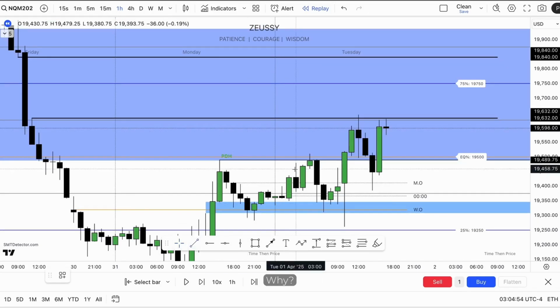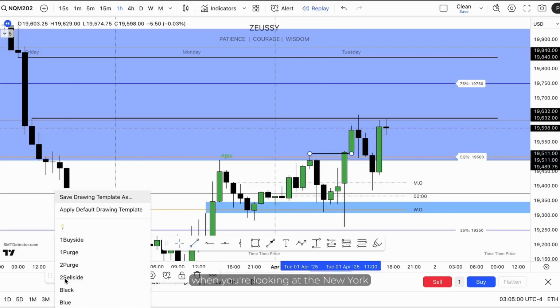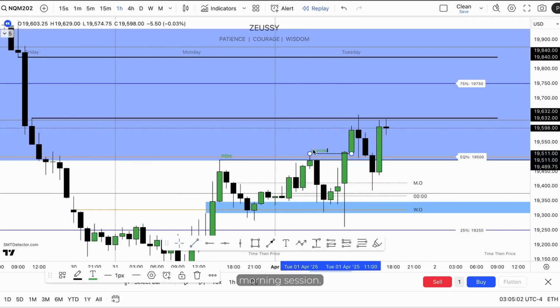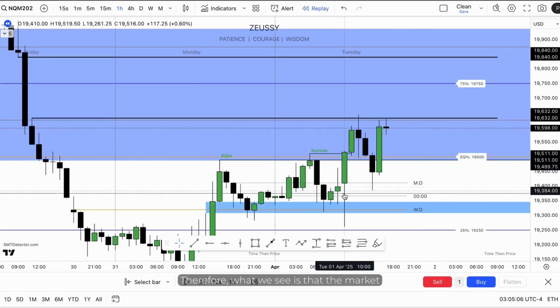Why? Well, first of all, we want to define where the London high is. This is the London high. That's a very important reference point when you're looking at the New York morning session. Therefore, what we see is that the market expands above the London high, reaches that hourly CB, reaches a deep premium, and therefore, when the time is right, we see the market roll over, retracing.